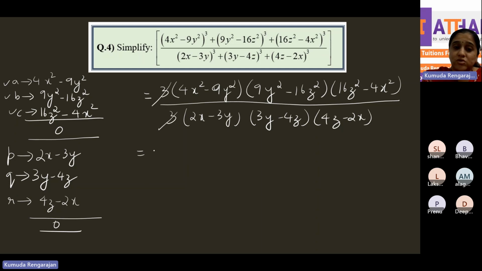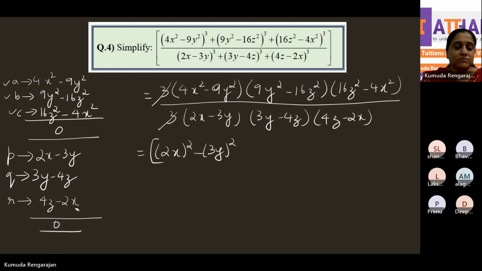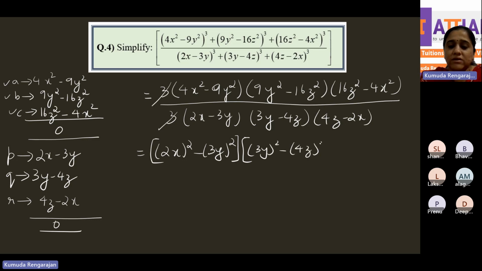Now the numerator should be written as 2x the whole square minus 3y the whole square, because it's in the form a square minus b square. All right. Then what's the next one? 3y the whole square minus 4z the whole square. Then the next one.